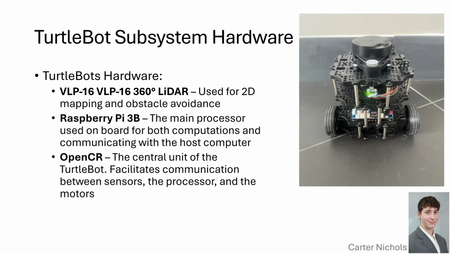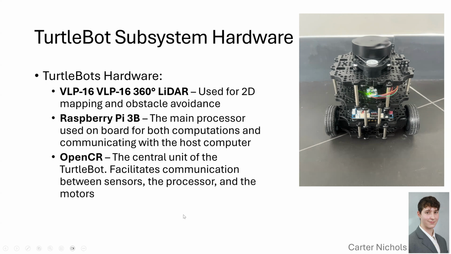And so this here is the Turtlebot subsystem hardware for the robot that we use. It consists of a 360-degree LiDAR for both 2D mapping and obstacle avoidance. It also has a Raspberry Pi 3B model on it, which you can't see in this picture here.